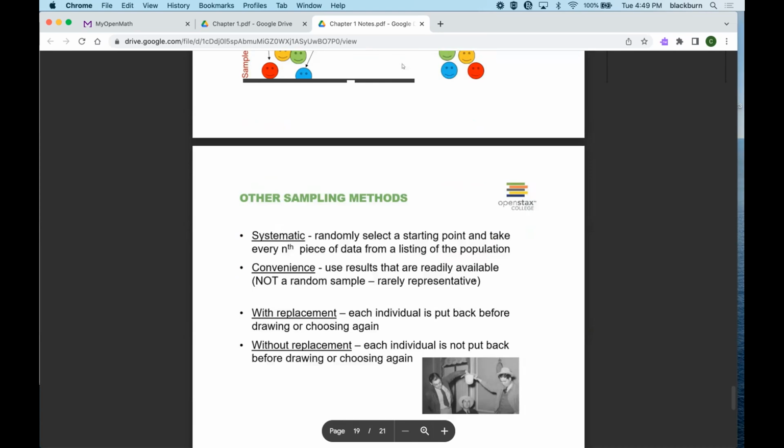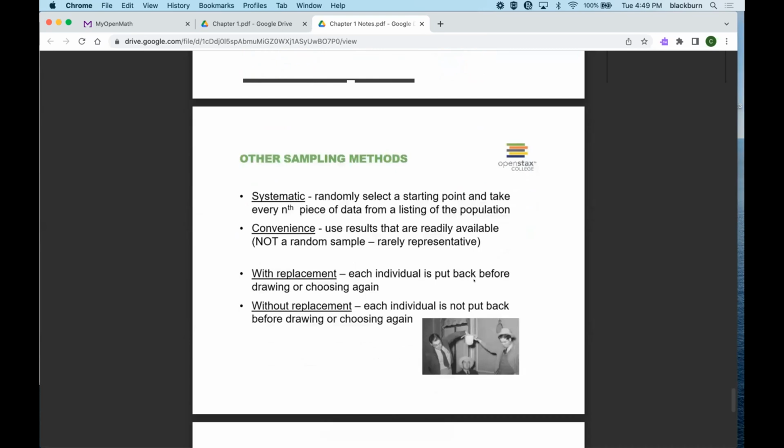Convenience, use results that are readily available. Like for instance, we might want to do a sampling of students at LCC, and I would survey you guys. And that would be a convenient sampling. It's not a random sample because I'm just sampling y'all in this class. With replacement, each person is put back before drawing or choosing again. And then without replacement, each individual is not put back.